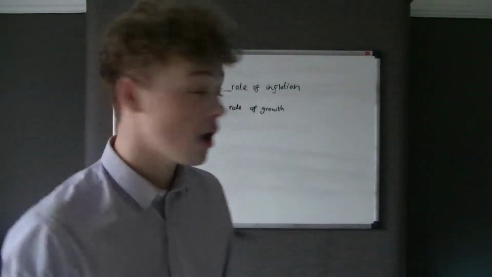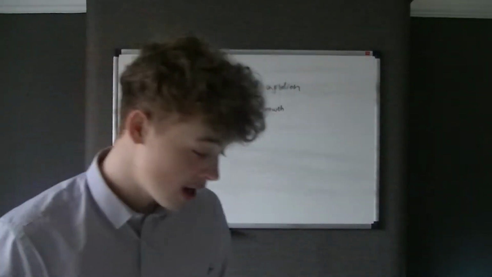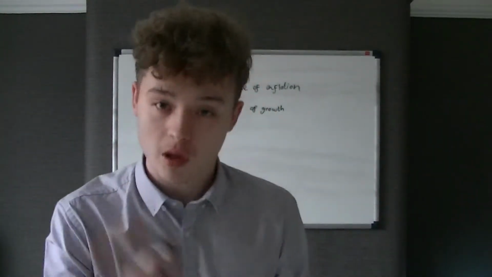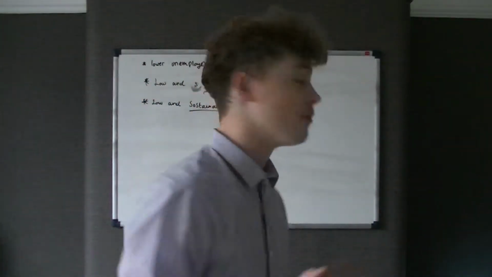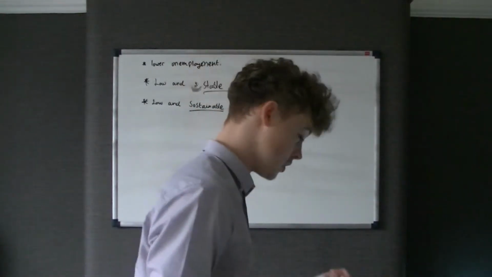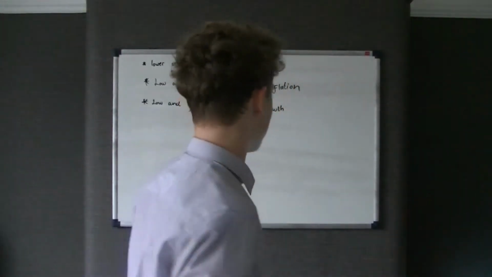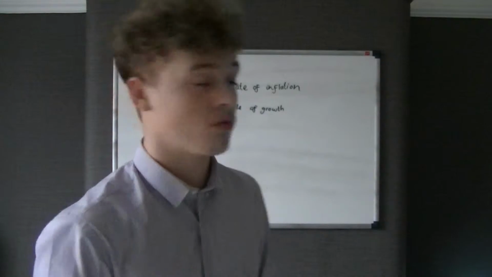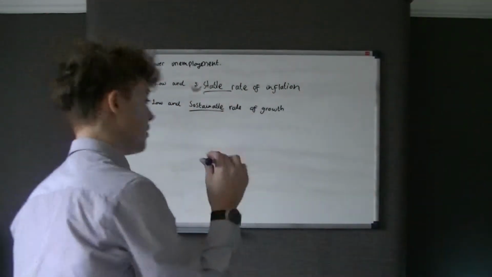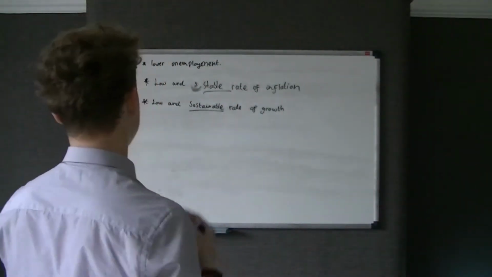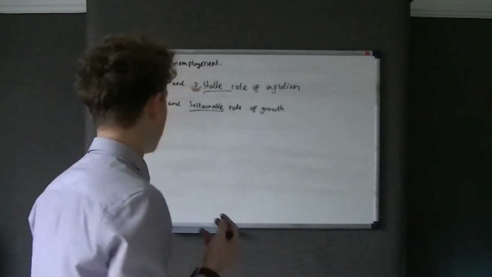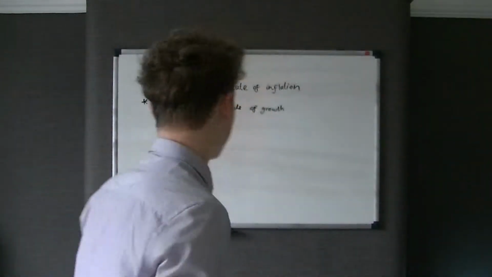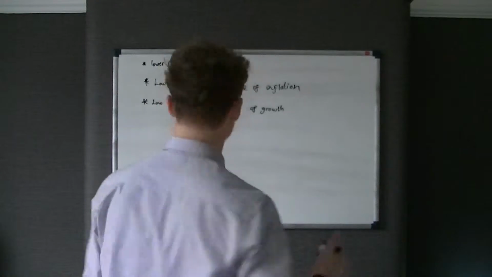Now, the label low and stable rates of inflation. If we had low levels of inflation, that could lead to deflation, which is bad. And too high a rate of inflation means prices will rise too much. So inflation is the value of money. And the higher the rate of inflation, the lower the value of money.